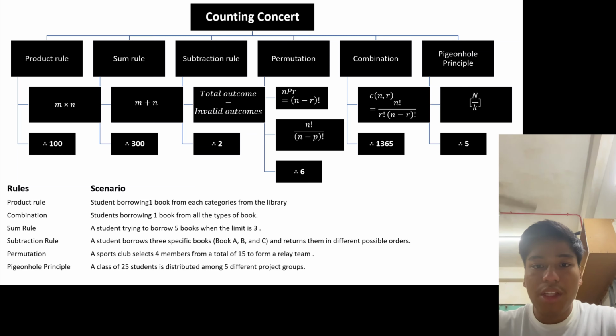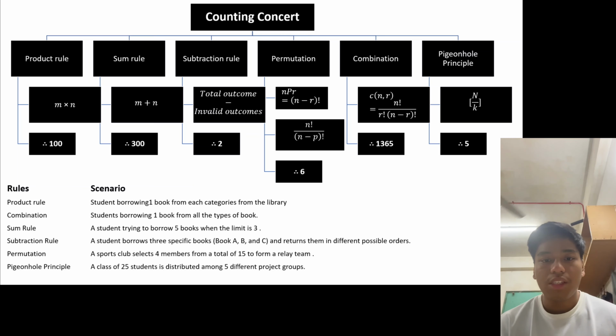For the product rule, the student is choosing one book from each category, since there are 5 different categories and each category has 20 possible books. The choices are independent, so for the first category there are 20 choices, for the second category there are also 20 choices, and this continues for all 5 categories. Using the product rule, I multiply the number of choices for each category: 20 times 20 times 20 times 20 times 20, which equals 20 to the power of 5. This gives the total number of different ways the student can borrow one book from each category.